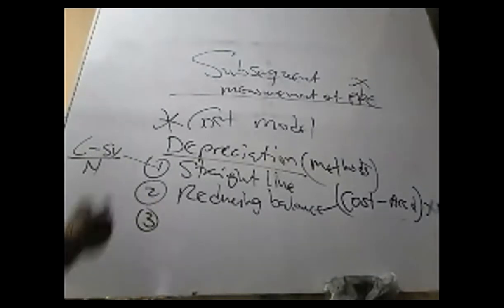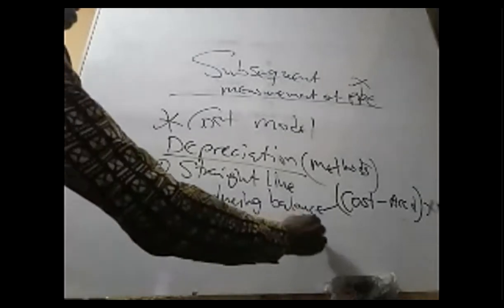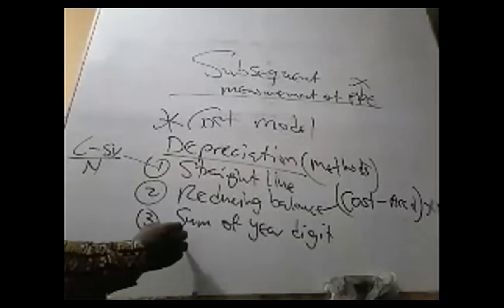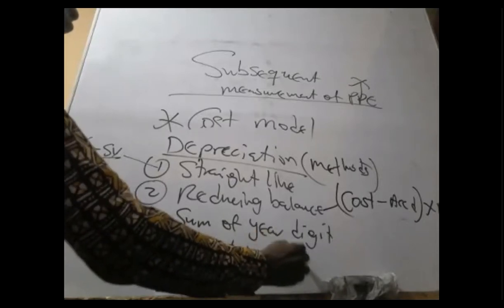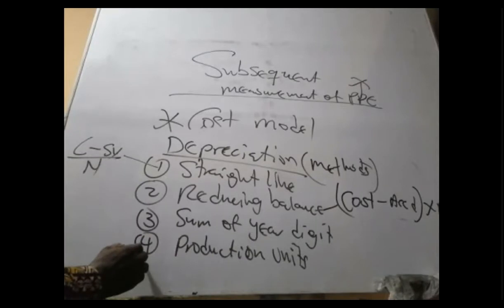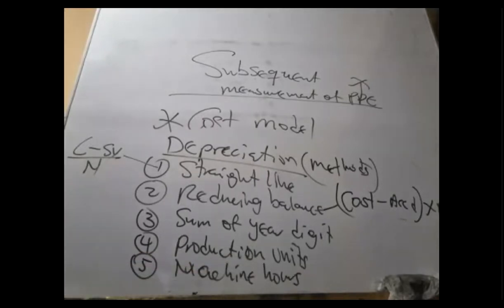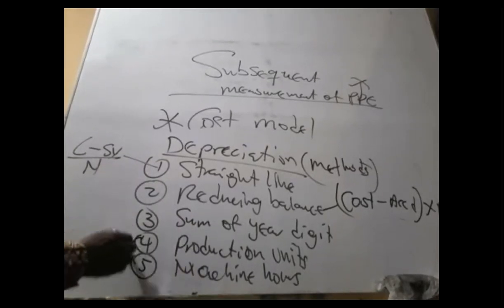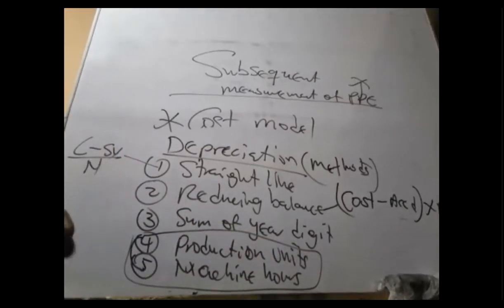Sum of years digits. And then number 4, we have the production unit method. Production units. Number 5 is machine hours, using machine hours. So these are the depreciation methods. The first two are very important, but 4 and 5 are just a remix of the straight line. So kindly use the video where a detailed calculation has been dealt with.